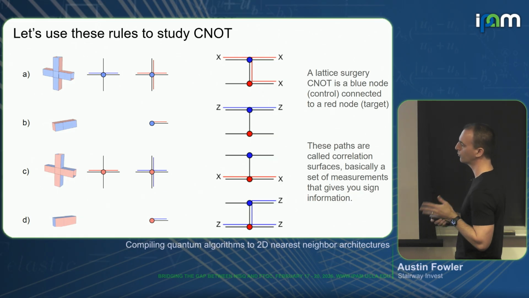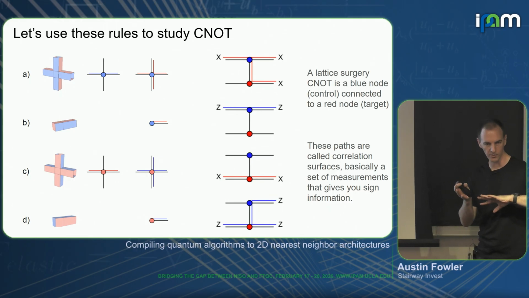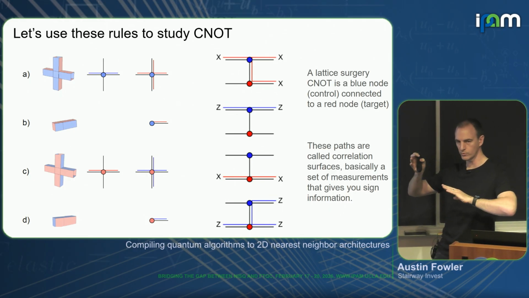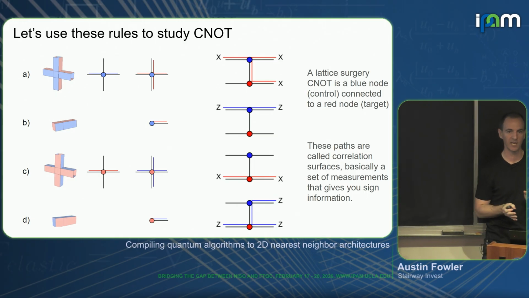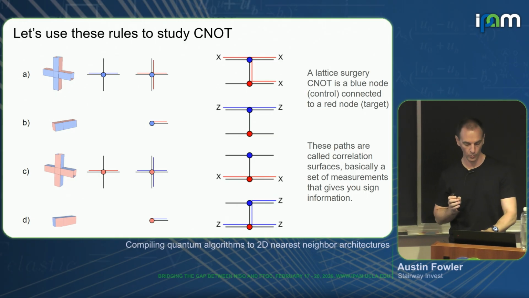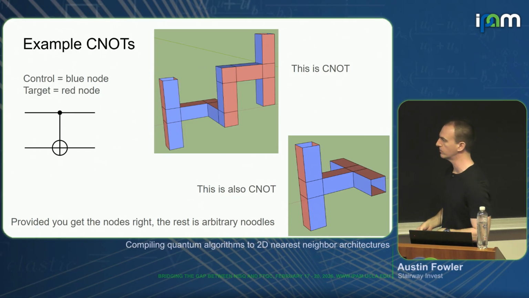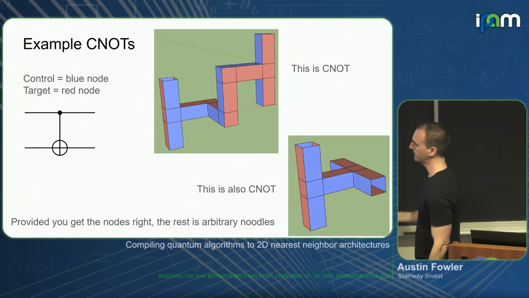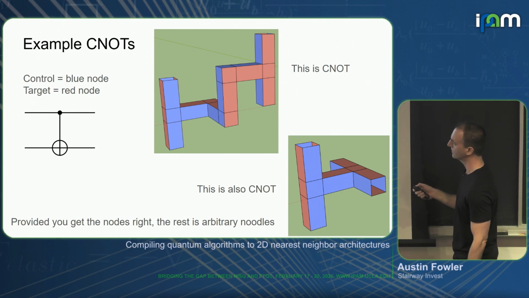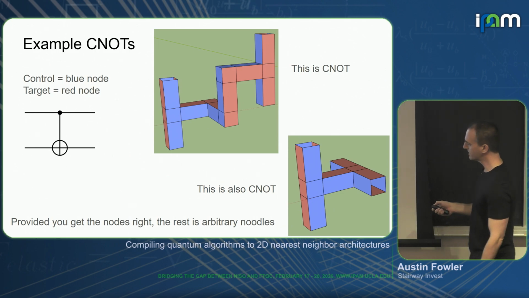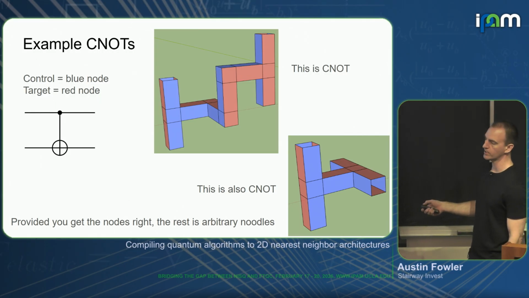So these simple rules let us prove that this structure, a red node connected to a blue node, is a CNOT gate, because it maps all the logical operators in the right way and is all we need to focus on when we build things out of lattice surgery. So here it is. Here's a CNOT: here is a blue node, the control, connected to a red node, the target. So this is a CNOT, and so is this.